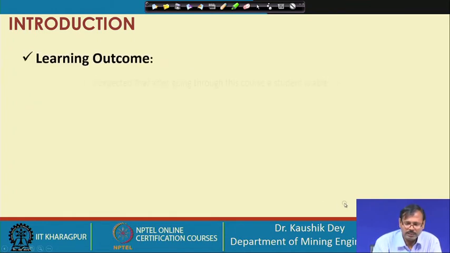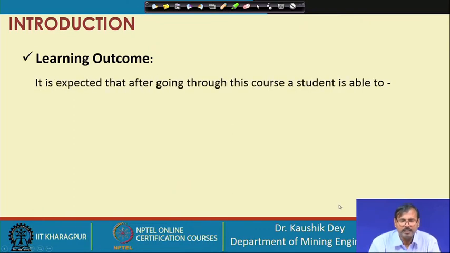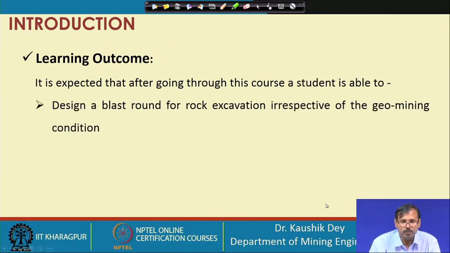So, what is the expectation? My expectation is that if a student is appearing in this course and studying it well, he must be able to design a blast round for rock excavation, irrespective of the geomining condition. It may be strong rock, it may be weak rock, it may be the underground case, it may be the surface case, it may be a surface case where the inhabitants are very close. We do not want rock to fly to their houses.